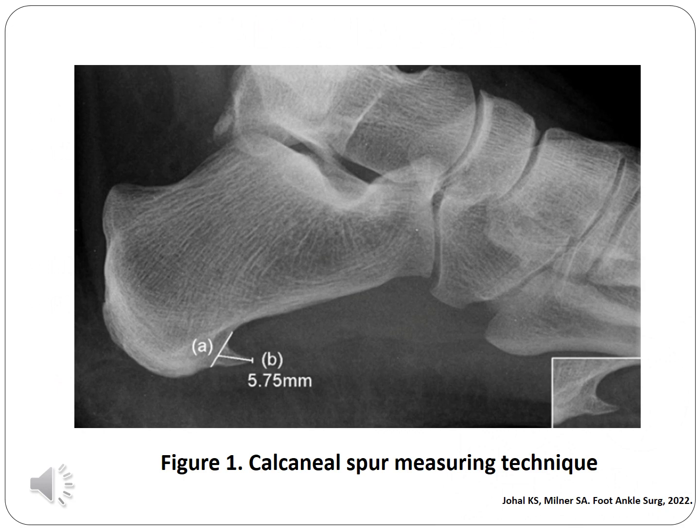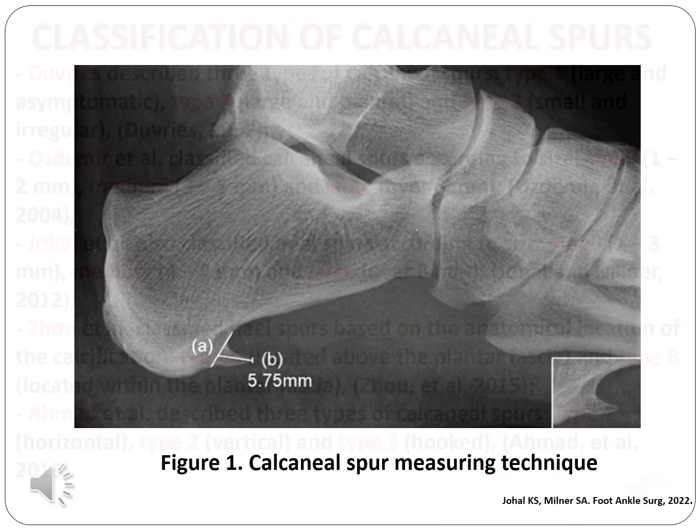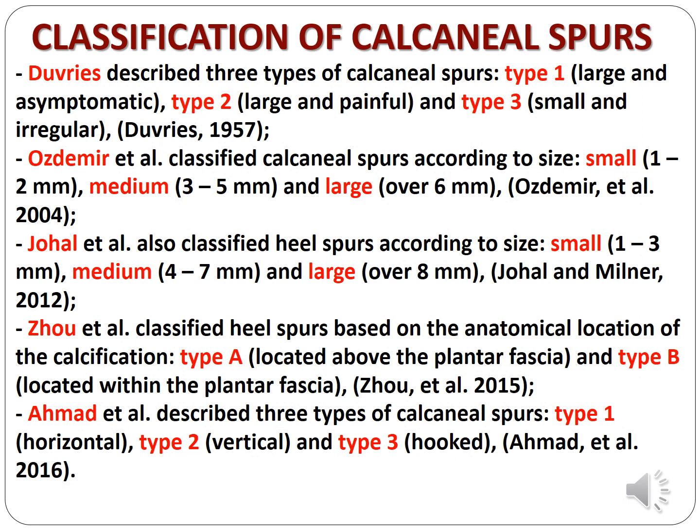Calcaneal spur measuring technique. Classification of calcaneal spur. Duvrier described three types of calcaneal spur: type 1, large and asymptomatic; type 2, large and painful; and type 3, small and irregular. Ozdemir et al. classified calcaneal spurs according to size: small, 1 to 2 mm; medium, 3 to 5 mm; and large, over 6 mm.